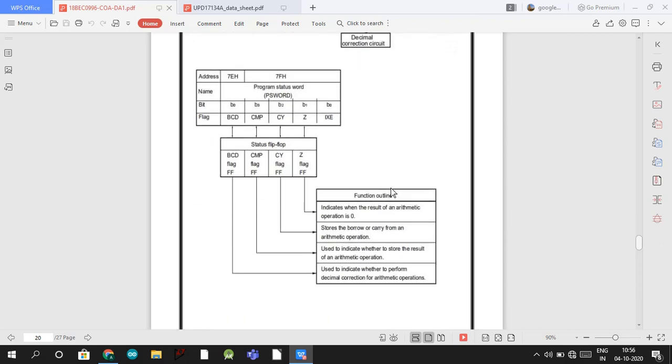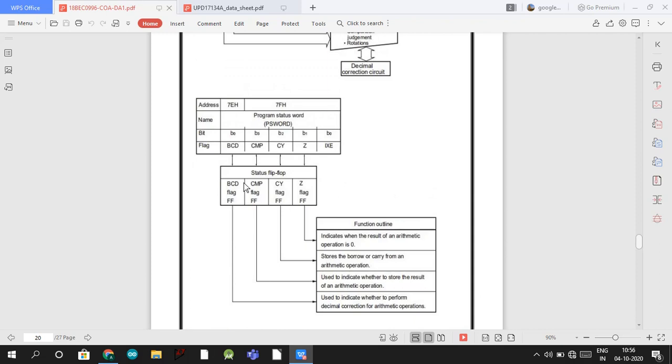Here you can see the status flip-flop, which is used for the BCD, CMP, CY and Z flags. These are the flags used in the status flip-flop. The BCD flag is used to indicate whether to perform decimal correction for an arithmetic operation, and the CMP flag is used to indicate whether to store the result of an arithmetic operation. The CY flag is used to store, say, a borrow or carry from an arithmetic operation. The Z flag is used to indicate when the result of an arithmetic operation is 0.